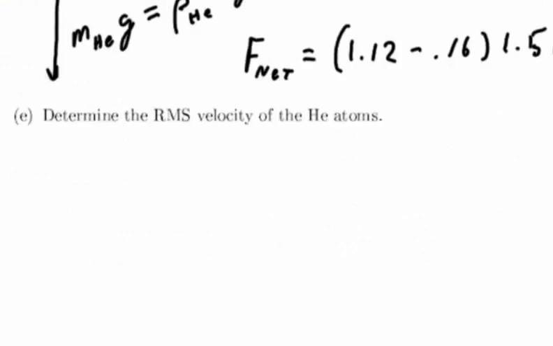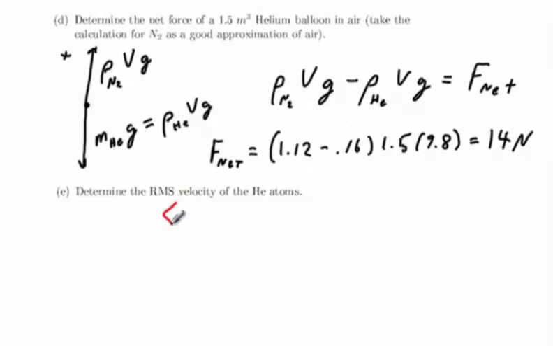Finally, we've been asked to determine the root mean square velocity of the helium atoms. In order to do this, we need to recognize the relationship that defines temperature in terms of earlier quantities taught in this class. What we've learned is that the average translational kinetic energy per molecule of any ideal gas is proportional to the temperature with a proportionality constant 3/2 times the Boltzmann constant times the temperature T.